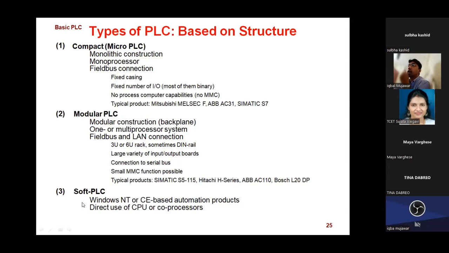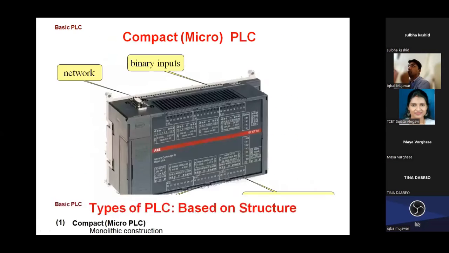And soft PLC is a software based PLC. We can say Windows, PC based automation product used directly with a CPU or co-processor. No actual PLC is required. Software PLC, software based. We just need to connect our devices to the system, and there we can execute as per our requirement. Now, there are three types, and based on the application we need to select.